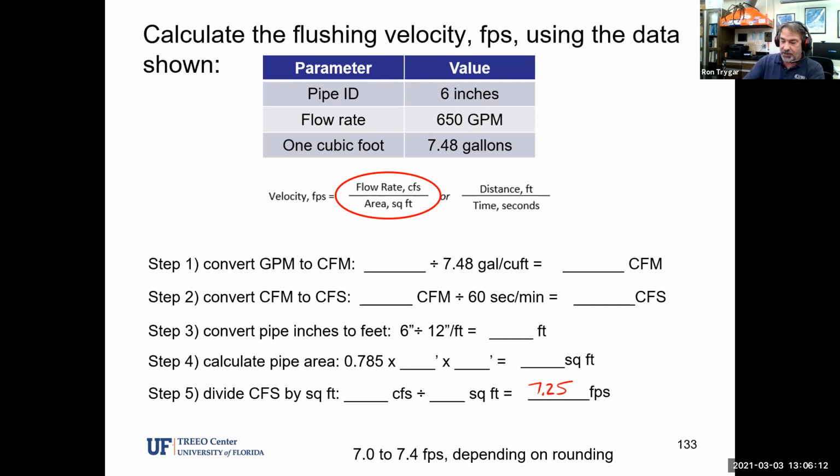Converting gallons per minute to cubic feet per minute was 650 divided by 7.48. This came out to be 86.8, let's say 86.9 cubic feet per minute. Remember, this is one of the other avenues you could take to do this calculation. In the previous example where I worked it out, I did it a little bit differently in the beginning, but we're going to come out the same. So 86.9 cubic feet per minute divided by 60.